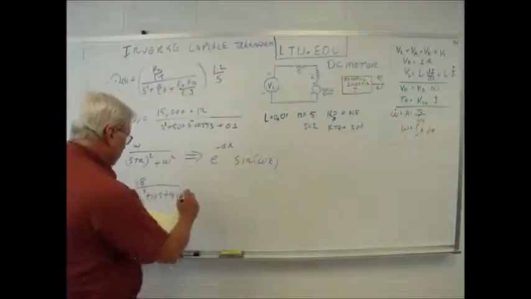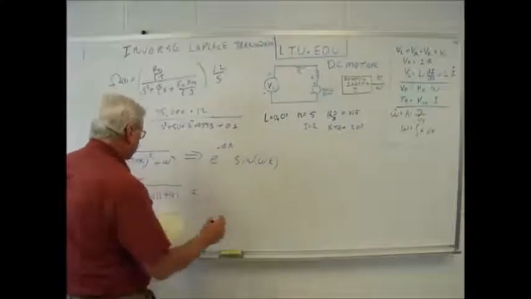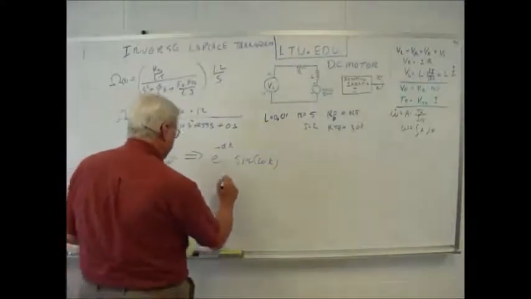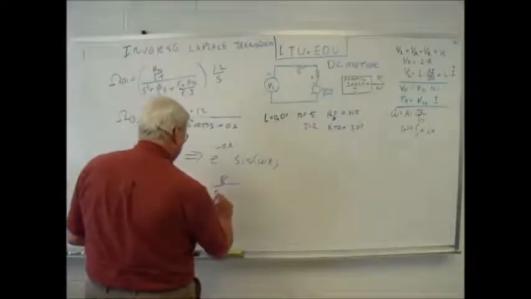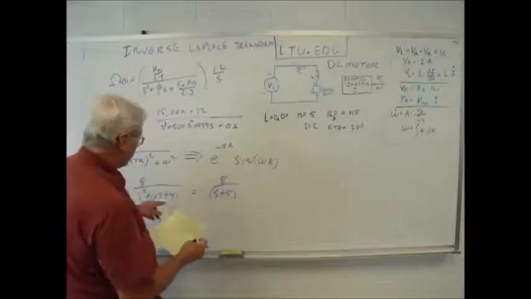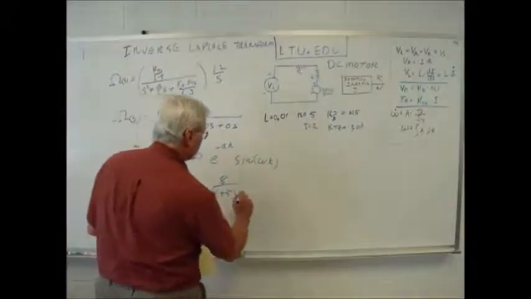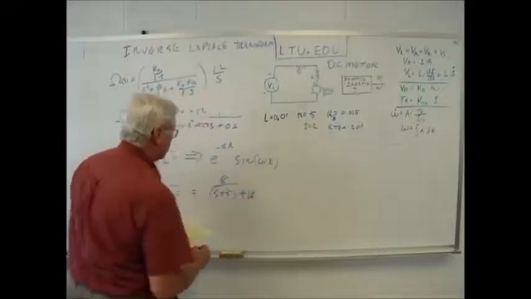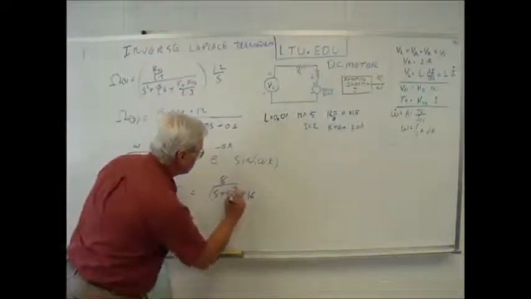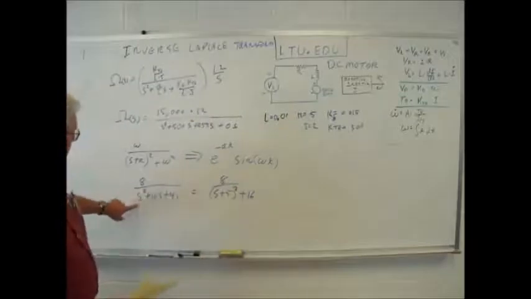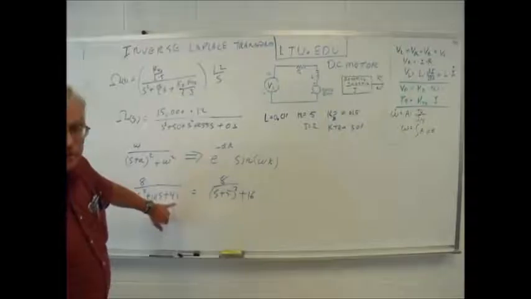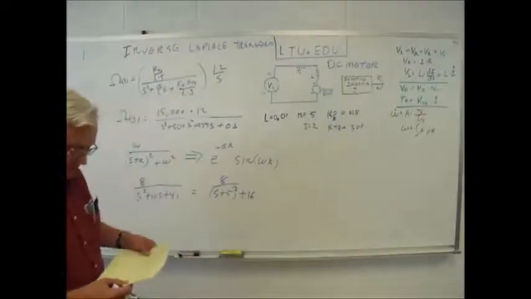Okay, that's equal to... how do I factor that denominator? It's going to be a messy one, right? So I can factor it as 8 over (s plus 5) squared plus 16. Because (s plus 5) squared is s squared plus 10s plus 25. Well, I've got 41, so I have my 16 left over.